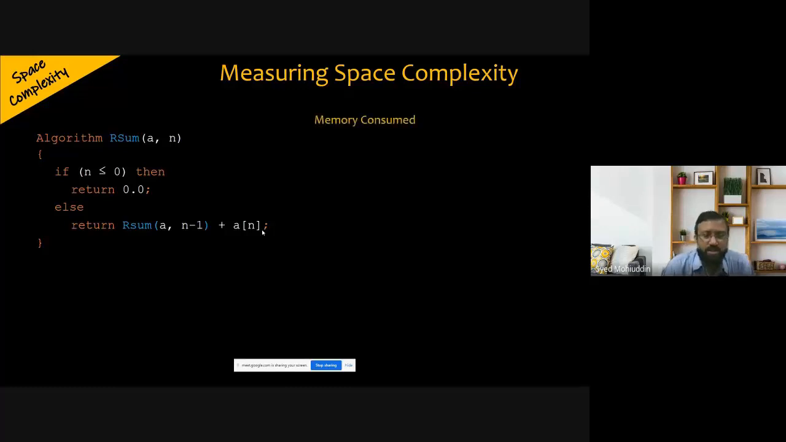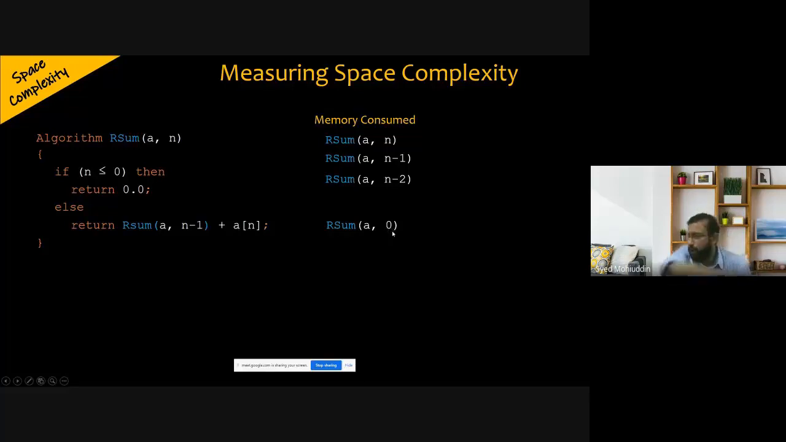Now, if you look at this recursive function, the memory consumed will be the recursion stack. First time, our recursive sum is called using a comma n. Then next time, if you look at this return statement, it is called with a of n minus 1. Then next time, a of n minus 2. Same way till n becomes 0. So a of 0 is called. Recursively it is called starting from n till 0.